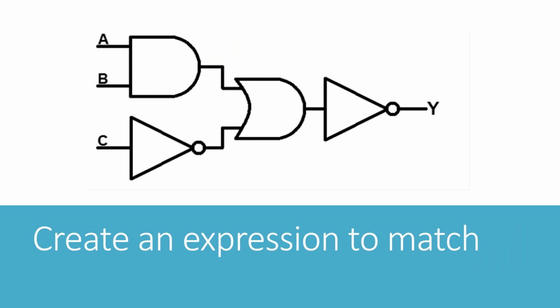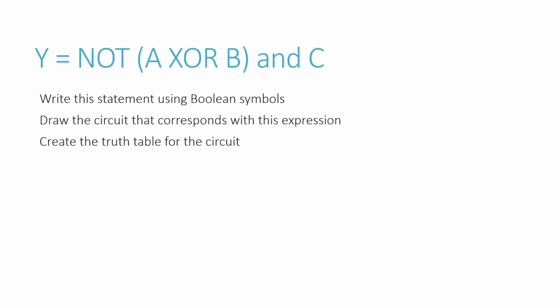So I'm going to give you a couple of exercises to do, and we'll look at the answers in class. Create an expression that matches this circuit. Oh, I just wanted to say the OR gate doesn't look quite the way I usually draw them. It's got a round front. You can tell it's OR because it's got a round back. So some people draw ORs like this. And here's an expression. Write it using Boolean symbols. Draw a circuit and create the truth table.